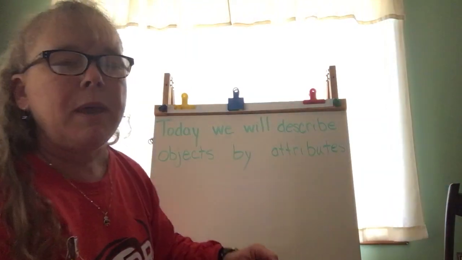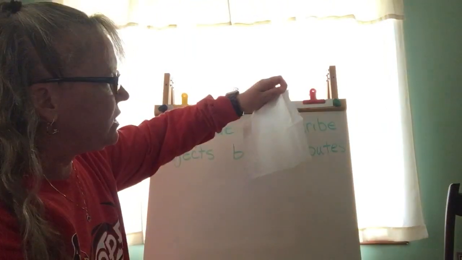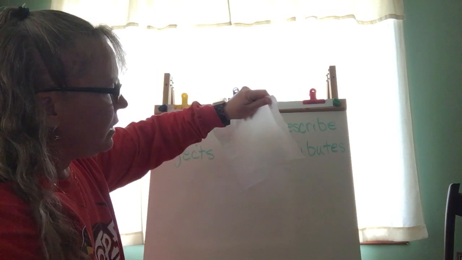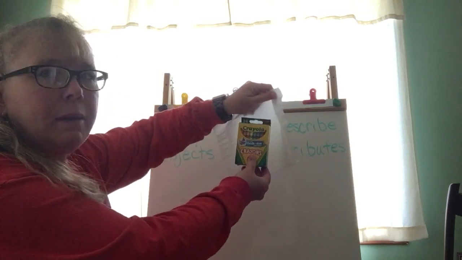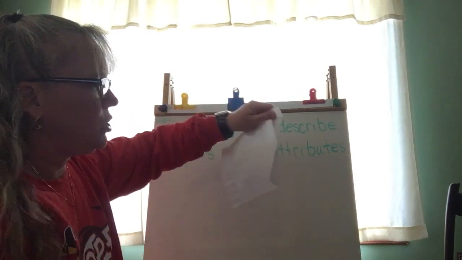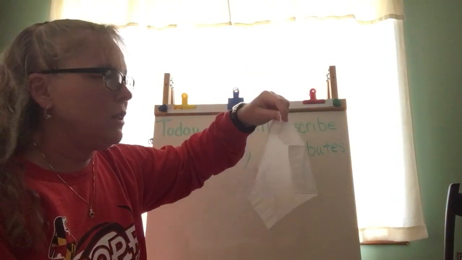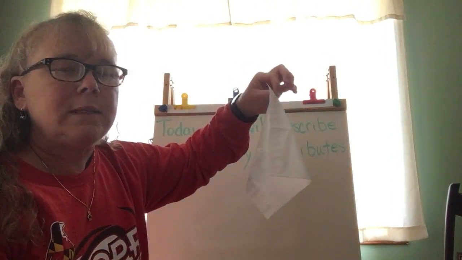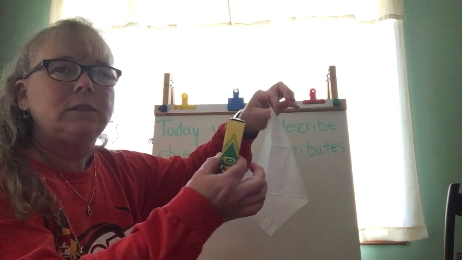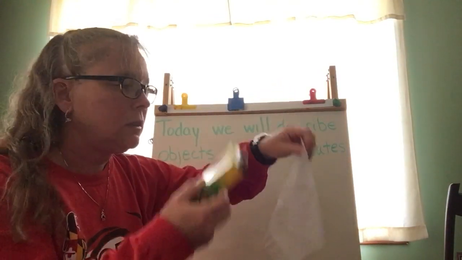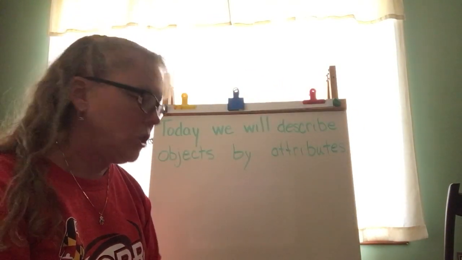And then the last thing we're going to look at is the weight of something. Remember, things can be bigger and weigh more. So I have a tissue, and the tissue is pretty big. And then I have a pack of crayons, and the pack of crayons is a little bit smaller than the tissue. But I'm pretty sure that the tissue weighs less than the crayons, or you could say that the crayons weigh more than the tissue.